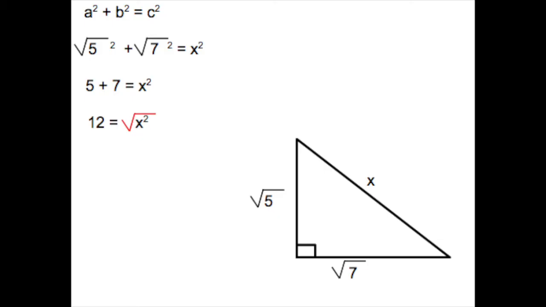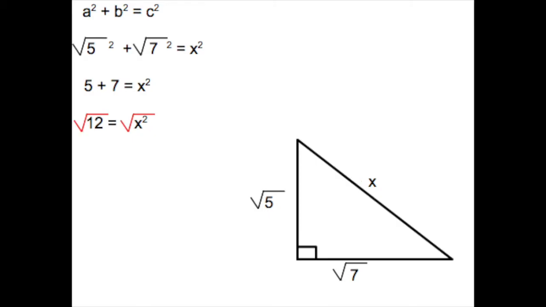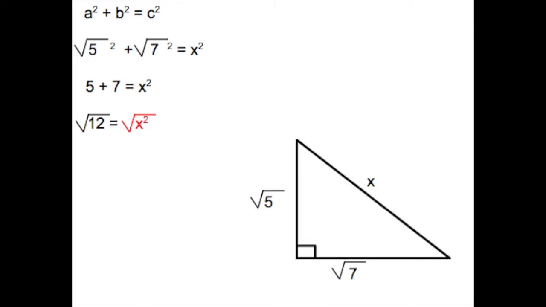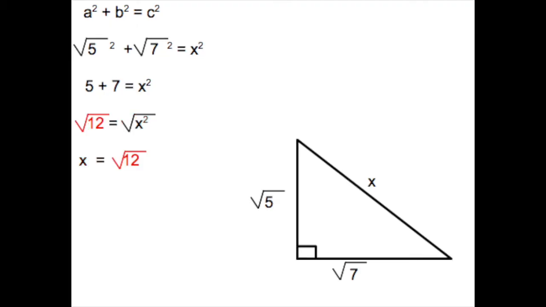To get x by itself, we need to undo the square. We will do this by square rooting x squared. What we do to one side, we must also do to the other side. The square root of x squared is x. And because our side lengths have been left as square roots, we will also leave our hypotenuse as a square root. So we will leave this as the square root of 12.